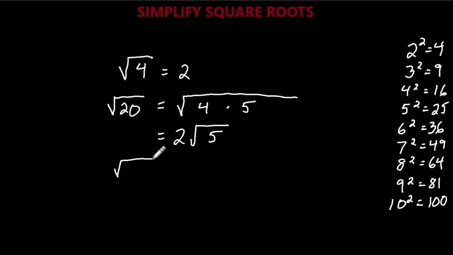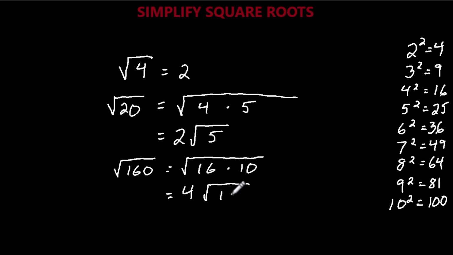Let's try square root of 160. Well, 160 is not a perfect square, but we can rewrite it as 16 times 10. And the square root of 16 is on our list. We see that it's a 4, so we can take the 4 out, and that leaves us with the square root of 10. Now, if I list the factors of 10, 1 times 10, 2 times 5, there are no factors that are perfect squares left underneath, so this one's simplified.